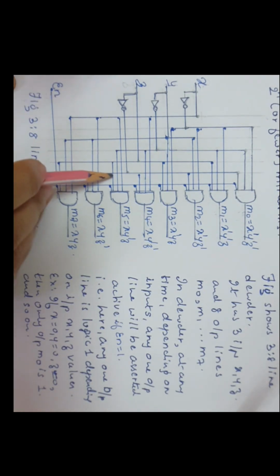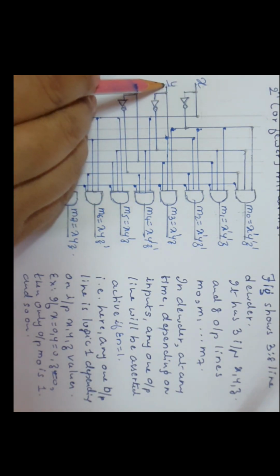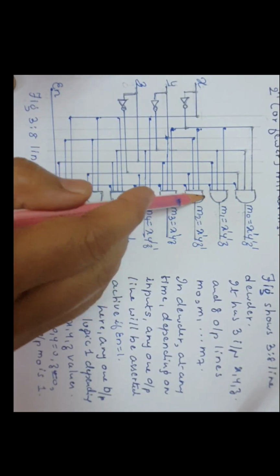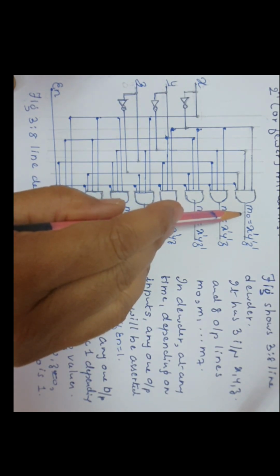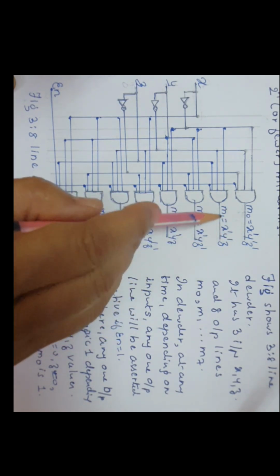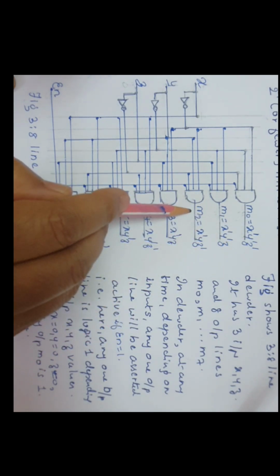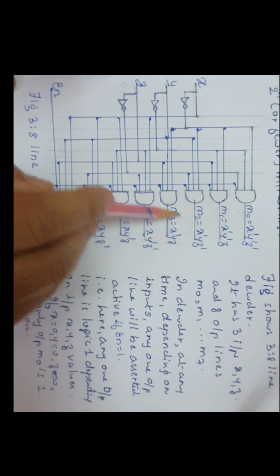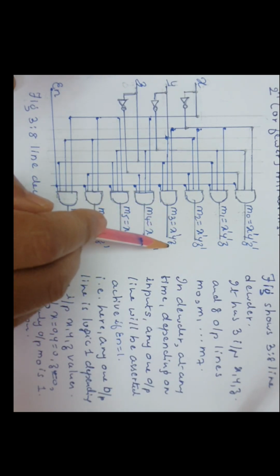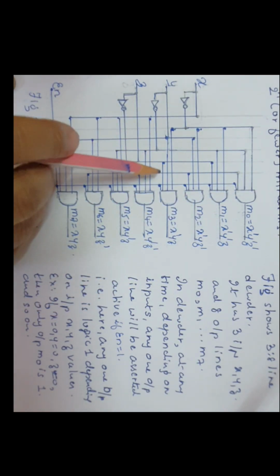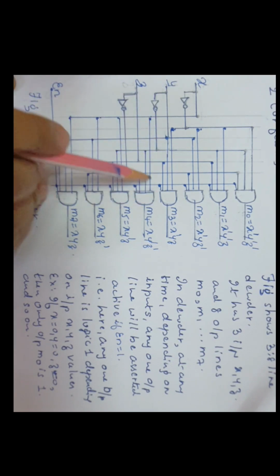If it is 2 to 4, with only X, Y as 2 inputs, then we have the X line, X dash line, Y line, Y dash line. Instead of 8 AND gates, we draw only 4 AND gates. The first minterm would be M0 equal to X dash Y dash. M1 will be 0 1, X dash Y. M2 will be 1 0, meaning X Y dash. M3 will be 1 1, that is XY. Only those inputs would be given, and that is how we would draw the logic diagram for a 2:4 line decoder.